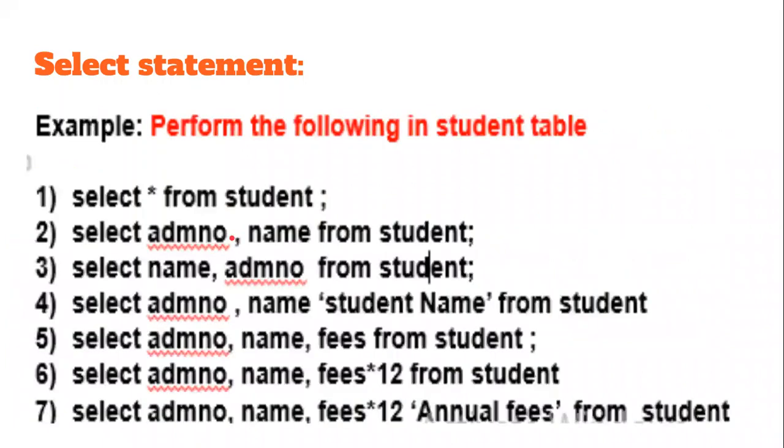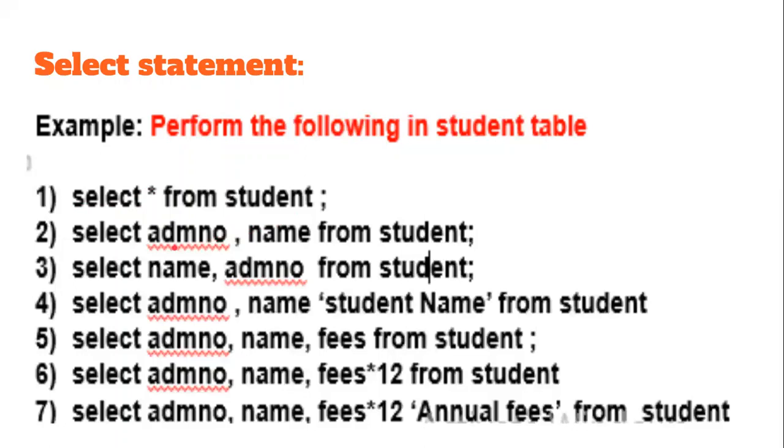I have given here some examples. Suppose you have a table called student, and you want all the fields you created in your table, all the fields displayed. Then you can use select asterisk from student. This asterisk represents all, so every field, whatever fields you have given in your student table, all the details and all the records you will get.